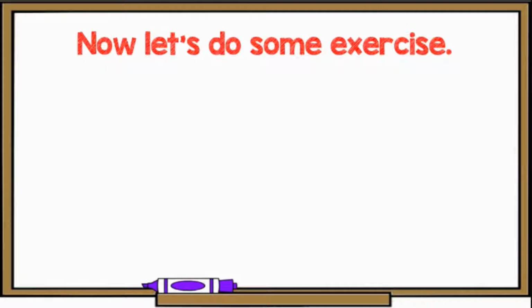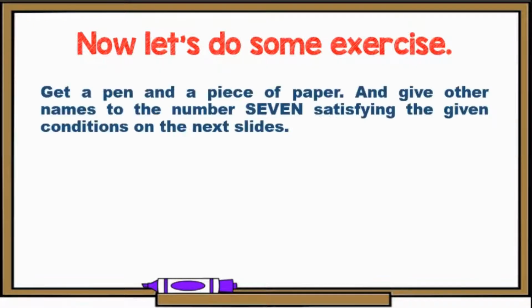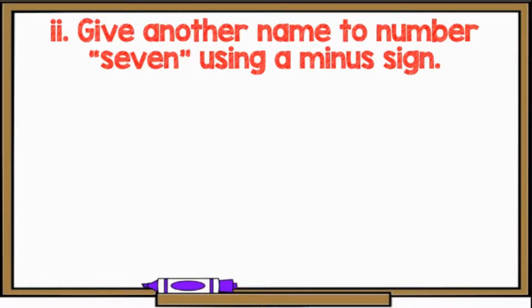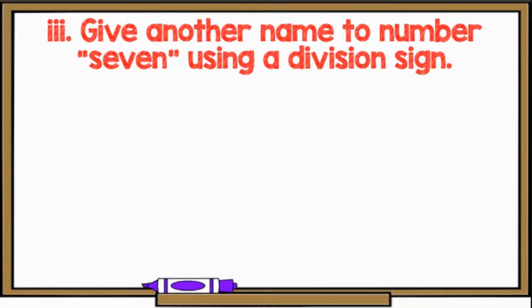I will post the instructions on the Google Classroom on how you will submit your answers to this activity. Number 1. Give another name to number 7 using a plus sign. Number 2. Give another name to number 7 using a minus sign. And number 3. Give another name to number 7 using a division sign. Okay? Alright, now let's move forward.